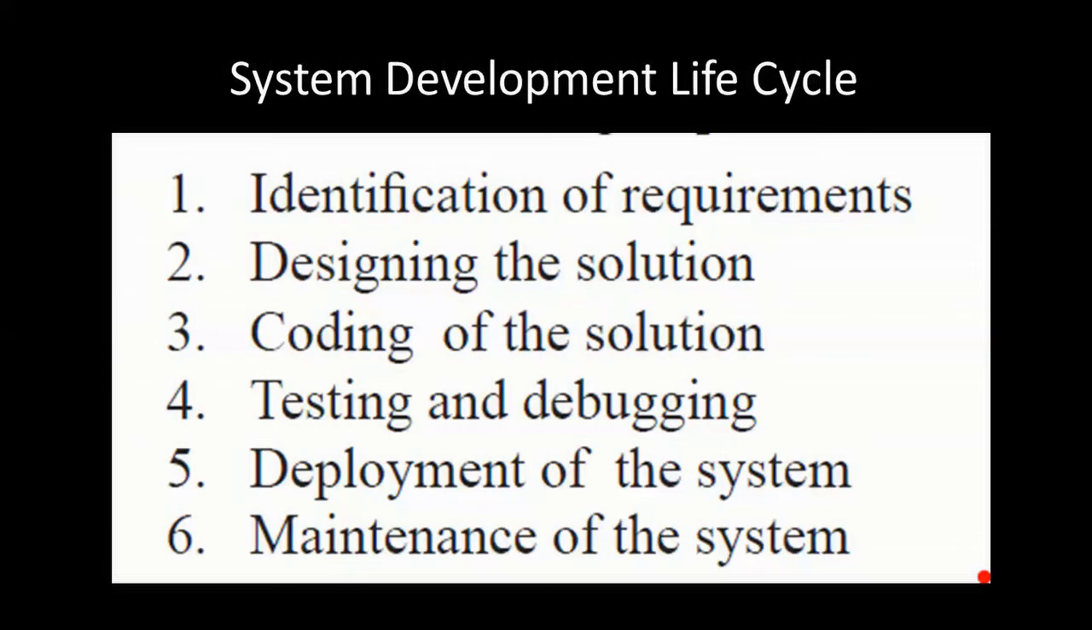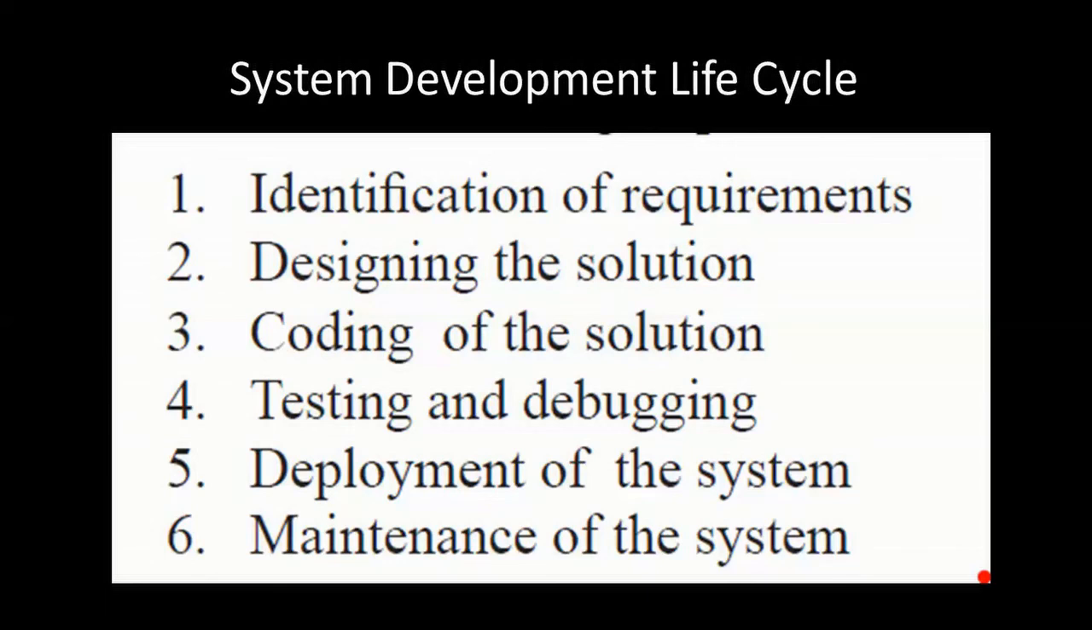There are many deployment methods, we will talk about it later. Then the deployment will happen. Having deployed the system, we have to do the maintenance of the system for an agreed period of time. So these are the 6 steps in the system development life cycle.